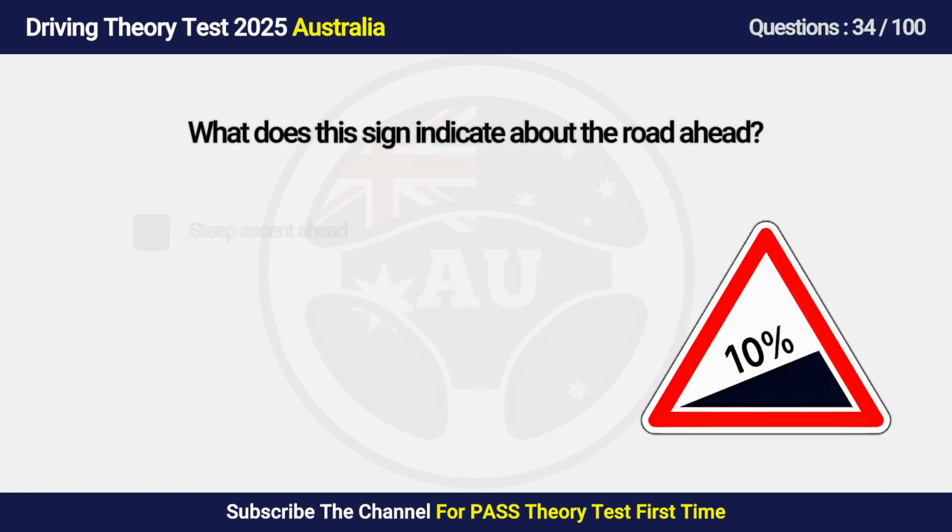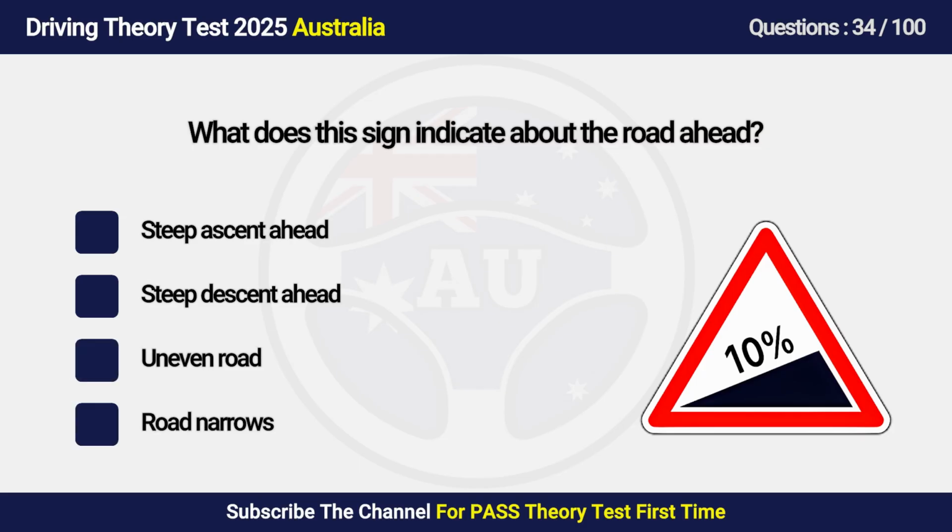Question 34. What does this sign indicate about the road ahead? A. Steep ascent ahead. B. Steep descent ahead. C. Uneven road. D. Road narrows.